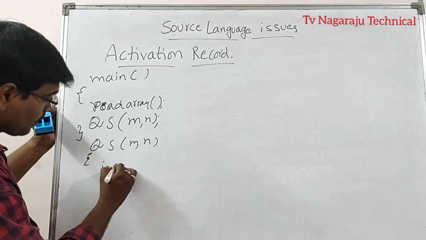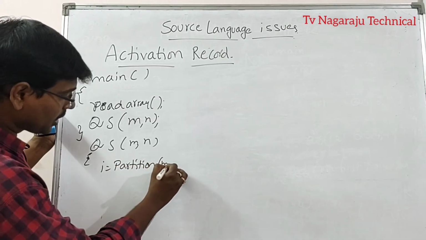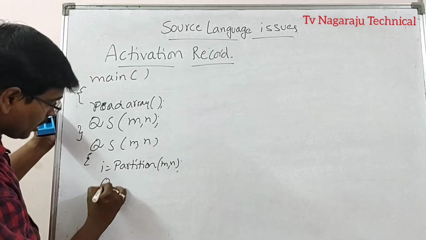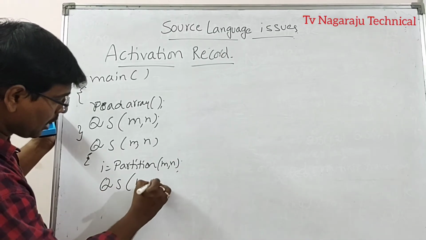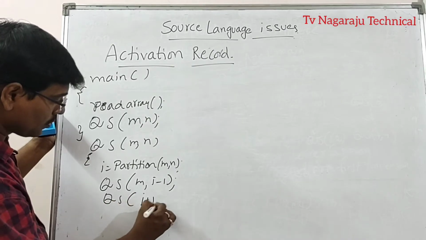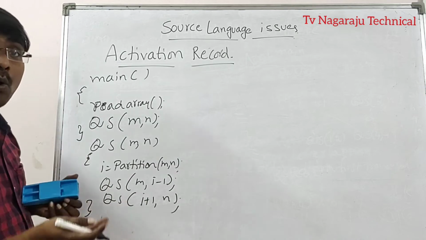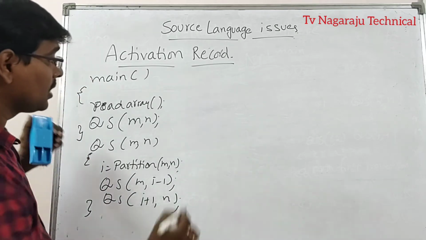Here, first I am performing some partition operation. Partition of m comma n. Now quicksort of m comma I minus 1. Quicksort of I plus 1 comma n. So this is my procedure. Now, how to write the activation record?